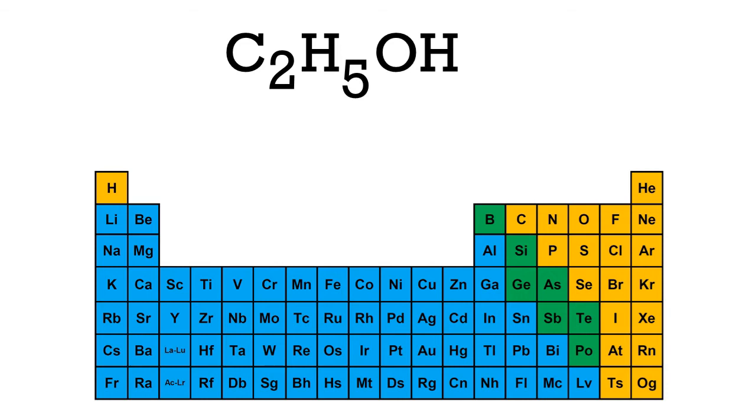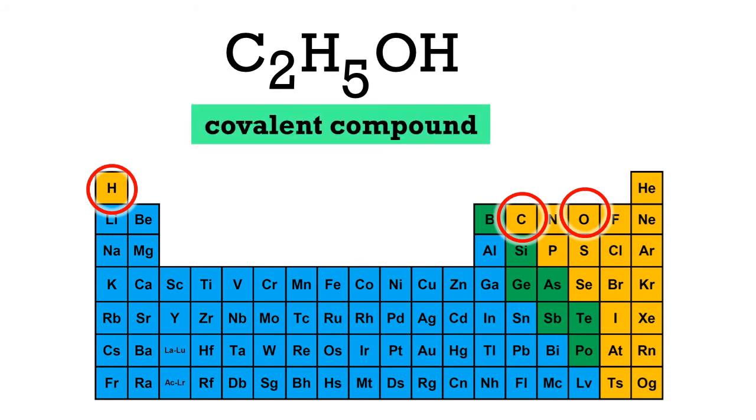Another compound, C2H5OH, is commonly known as ethyl alcohol. We have three elements here: carbon, hydrogen, and oxygen. We already know that hydrogen is a nonmetal. Notice that both carbon and oxygen are located to the right side of the metalloids, so these elements are nonmetals. All three elements in C2H5OH are nonmetals, therefore, it's a covalent compound.